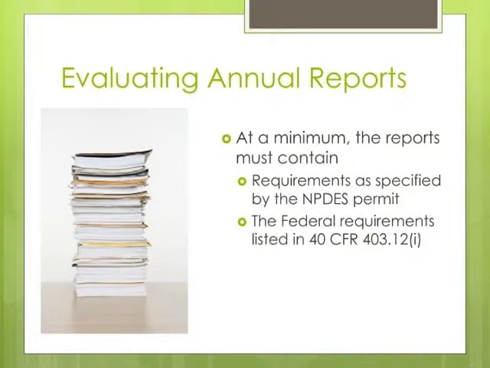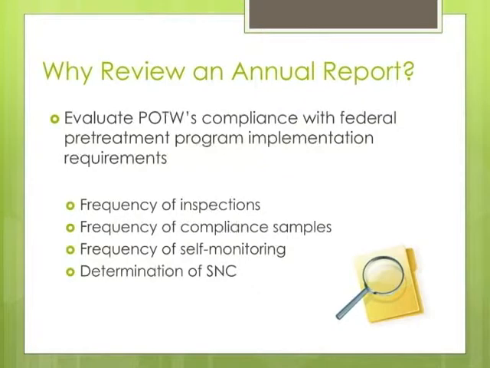So I like the fact that some of the regional boards are requiring them to include definitions, because if you include a definition, you can look up what the POTW is classifying as consistent compliance. But it's not a requirement, that's just one regional board decided to do that. But at a minimum, these reports have to contain all of the NPDES permit requirements and the federal requirements as listed. So why are we reviewing annual reports?